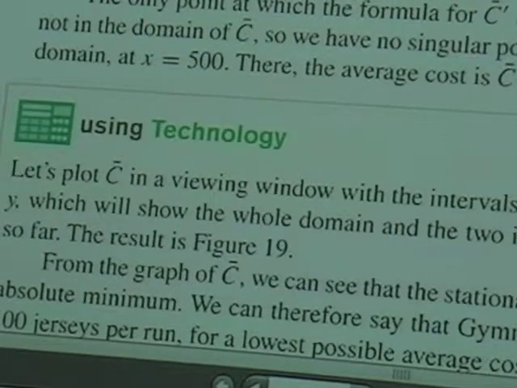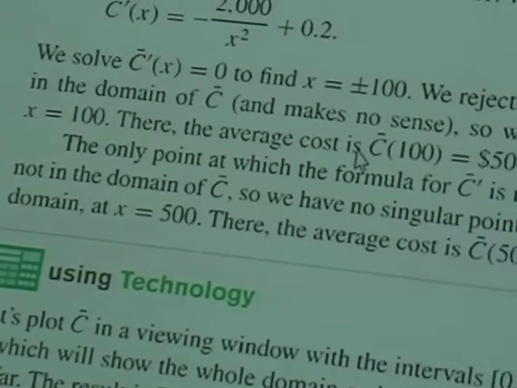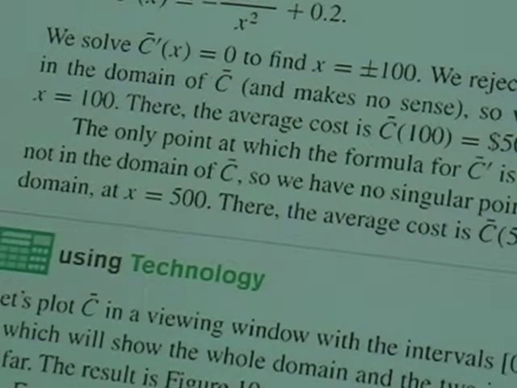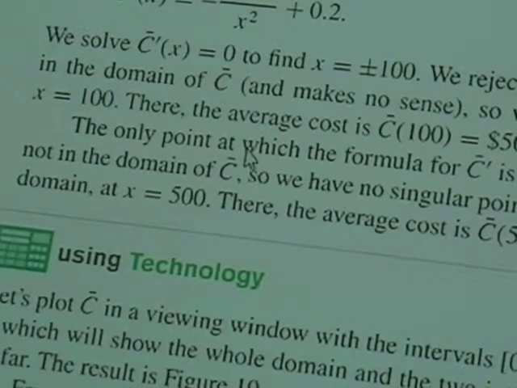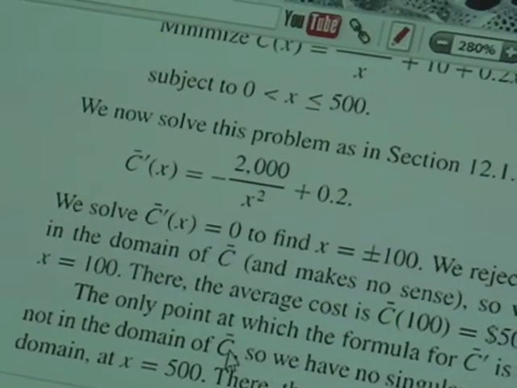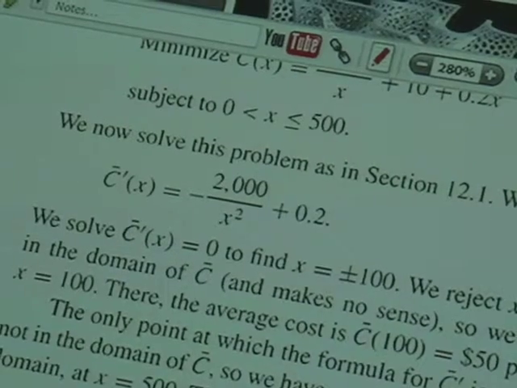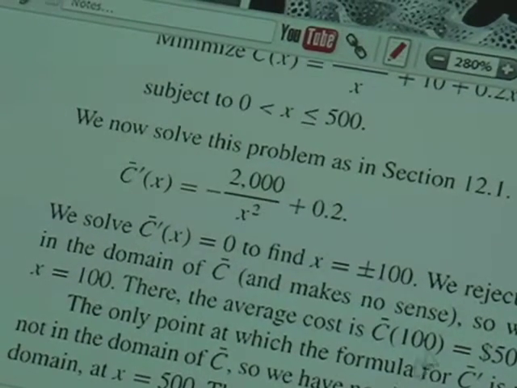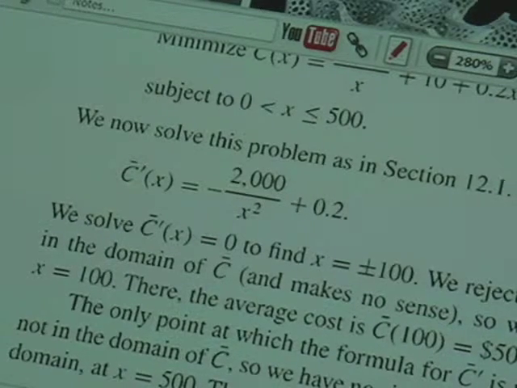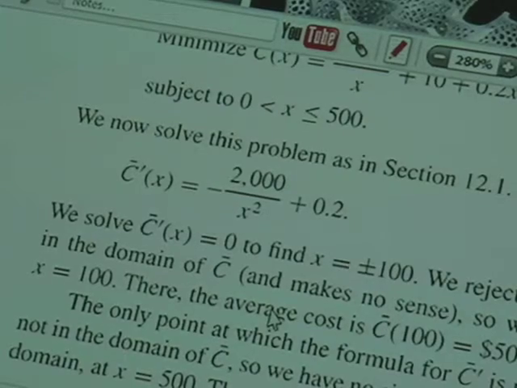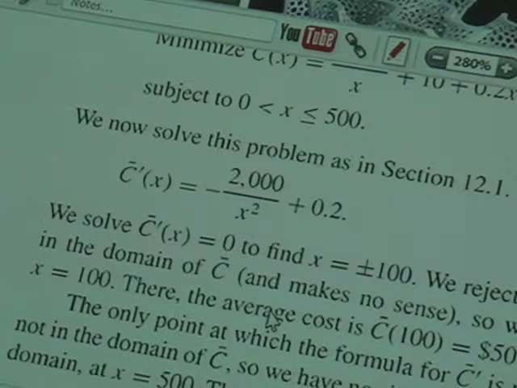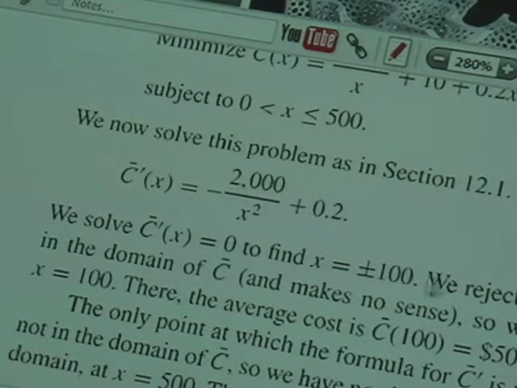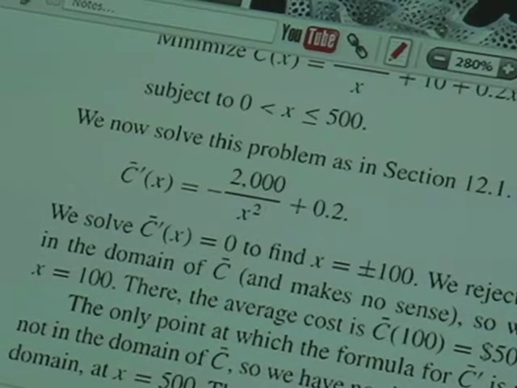Okay, it says we have only one stationary point. X equals 100. The average cost is 50.